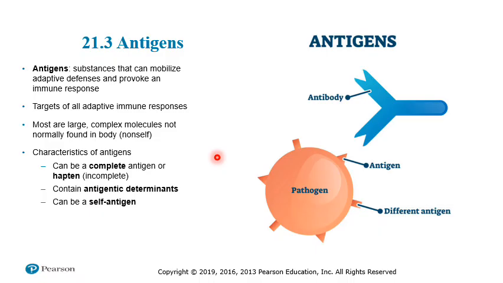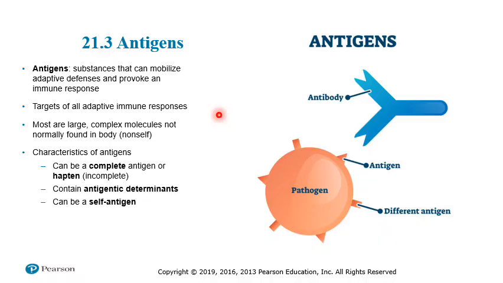First thing we need to do is to know the word antigen. What are antigens? The antigens are substances that can mobilize adaptive defenses and provoke an immune response. A foreign substance that can get into your body that will not provoke an immune response is not an antigen. The one that would provoke an immune response will be an antigen.